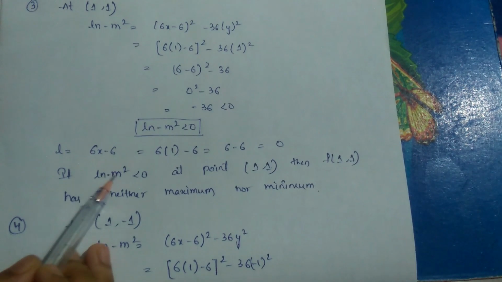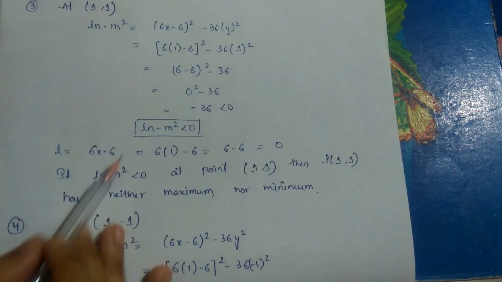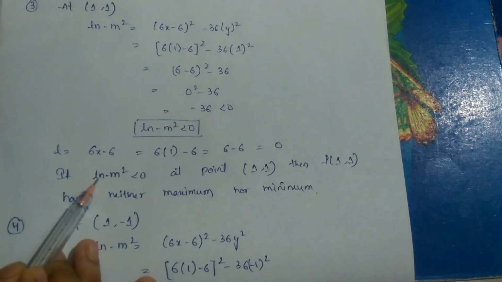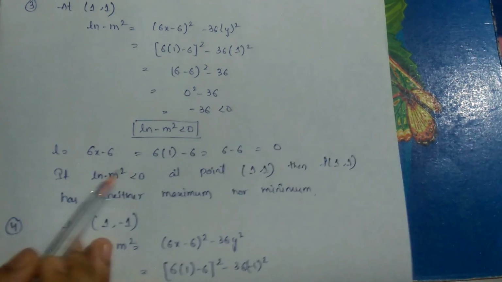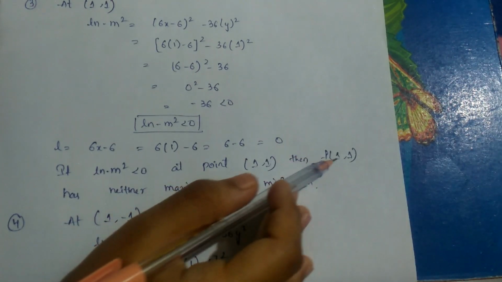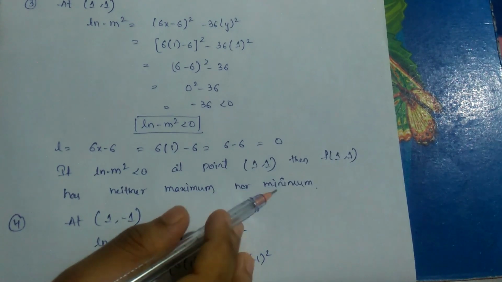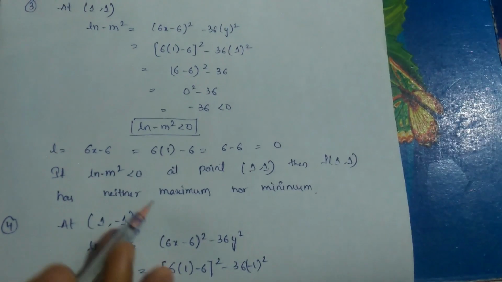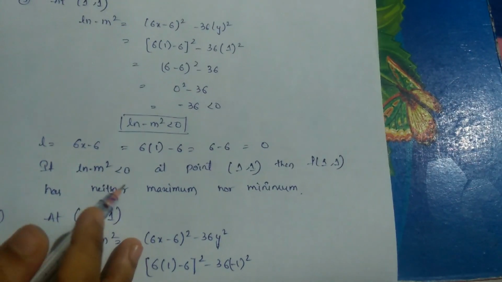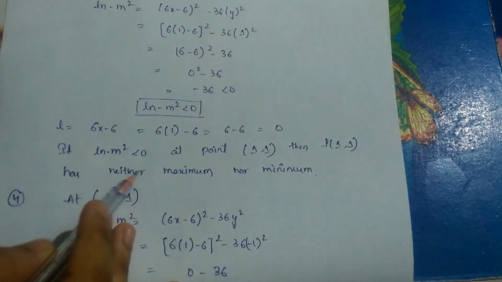So if ln minus m square is less than 0, there is no need of finding L, because we got the first condition, ln minus m square is less than 0. So at the point (1, 1), f of (1, 1) has neither maximum nor minimum. So it does not have any maximum or minimum value when it satisfies this condition, ln minus m square less than 0.